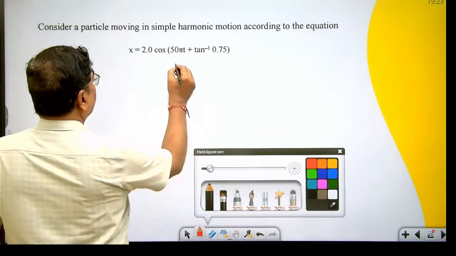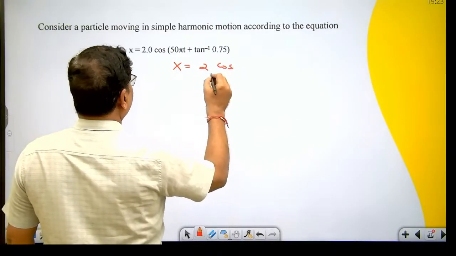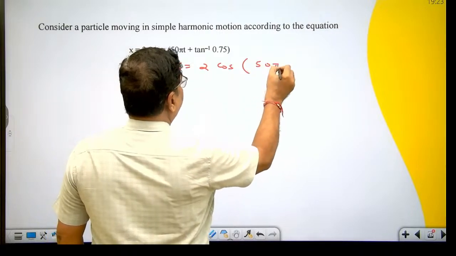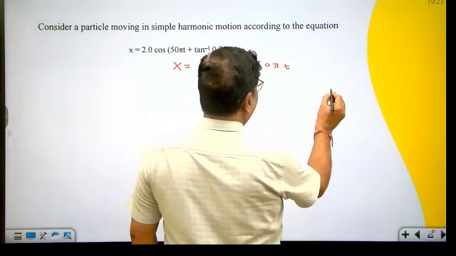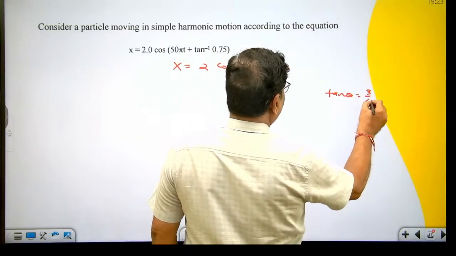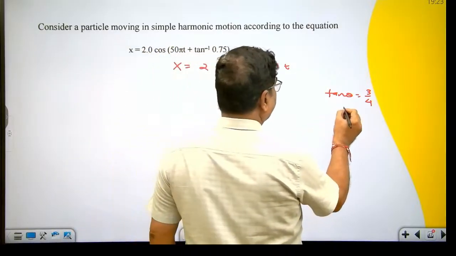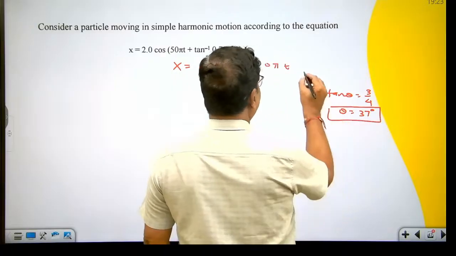Now see, x equal to 2 cos(50 pi t plus theta). If you have the knowledge of the phase relation, the question is very simple. Here tan theta equal to 0.75 means 3 by 4, okay? So theta is 37 degree.